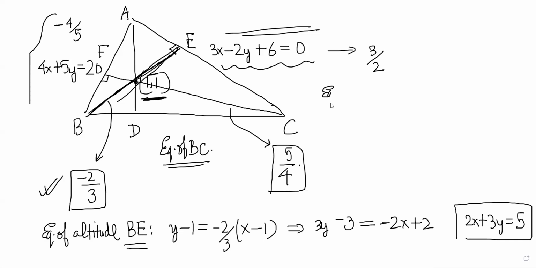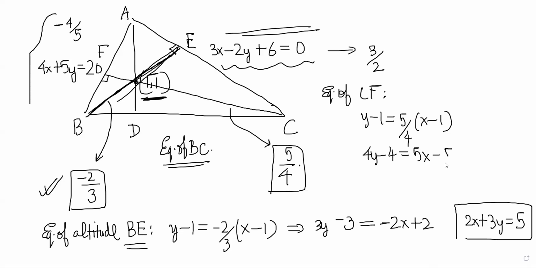Similarly, I will get the equation of altitude CF: y minus 1 is equal to the slope of CF, which should be 5 by 4, times x minus 1. So this becomes 4y minus 4 is 5x minus 5. And this becomes basically 5x minus 4y minus 1 is 0. This is my altitude CF, right?